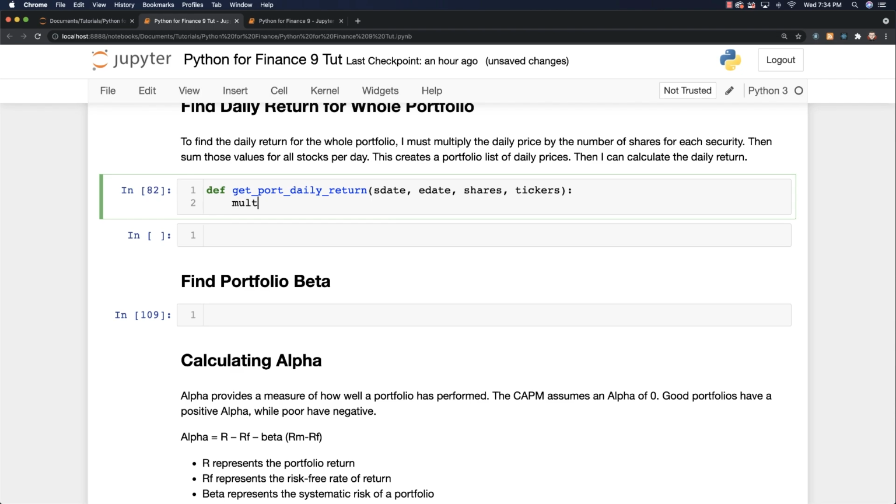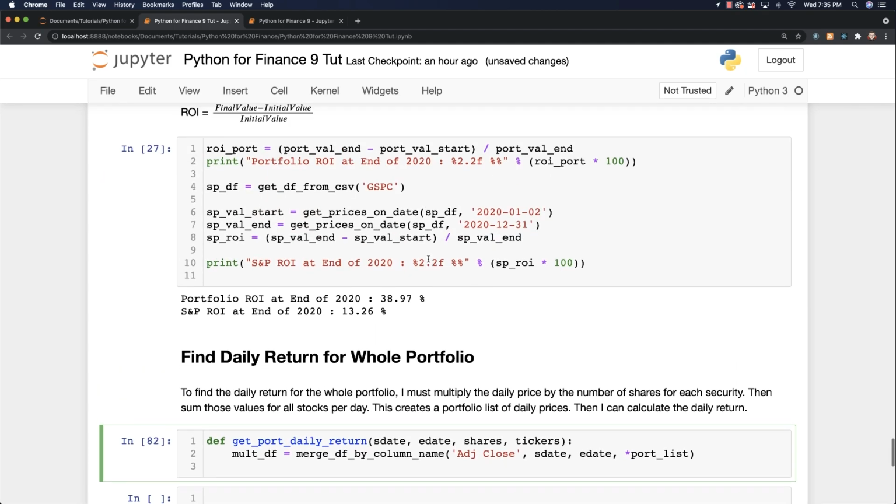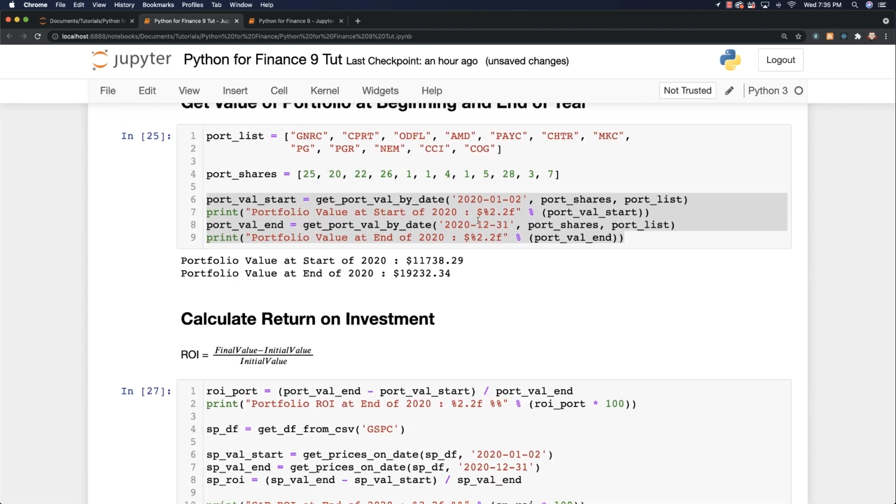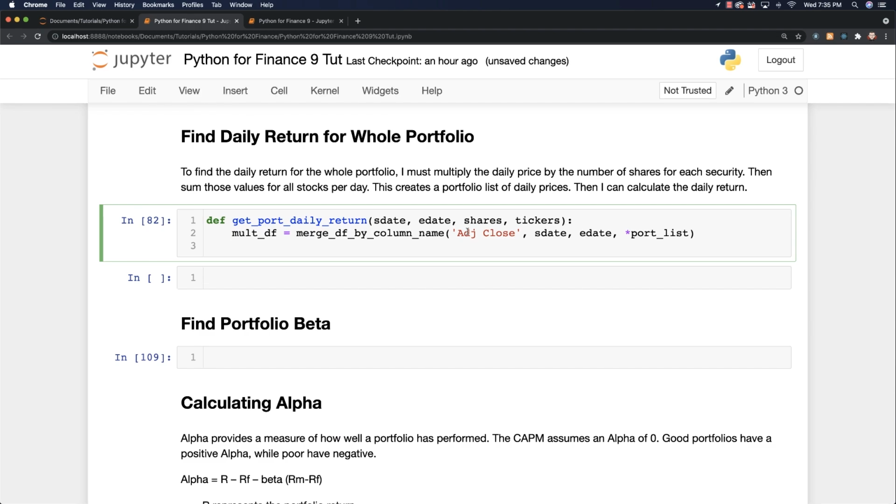So I'm then going to say mult DataFrame is equal to merge DataFrame by and column name. And I'm interested in the adjusted close price with, whoops, like that, starting date and ending date. And I can pass in our portfolio list that I created previously. You know, this guy right here. I'm going to pass in that security list, that portfolio list anyway.